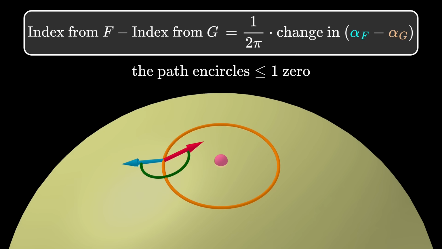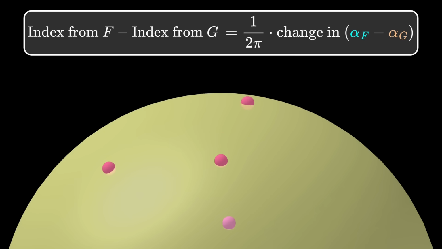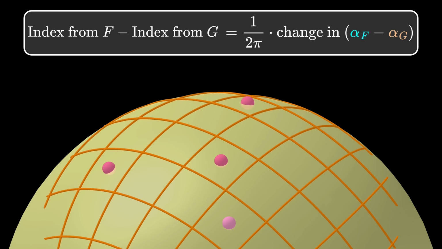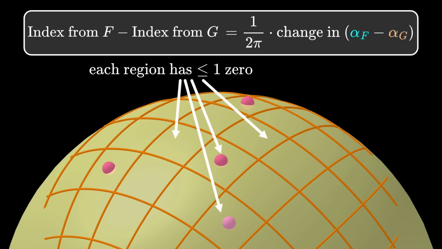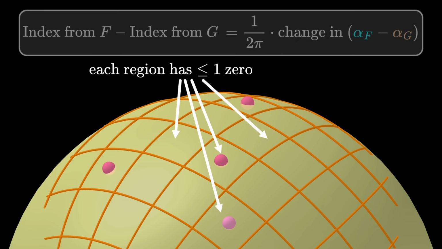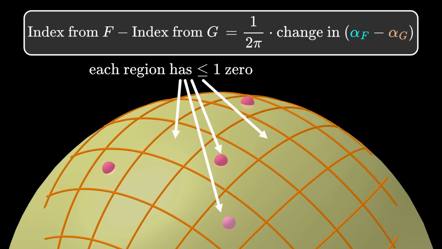Given the positions of the zeros of f and g, we subdivide the sphere into sufficiently small regions so that each region contains at most 1 zero. Then, we can use the formula that we derived in each of them.